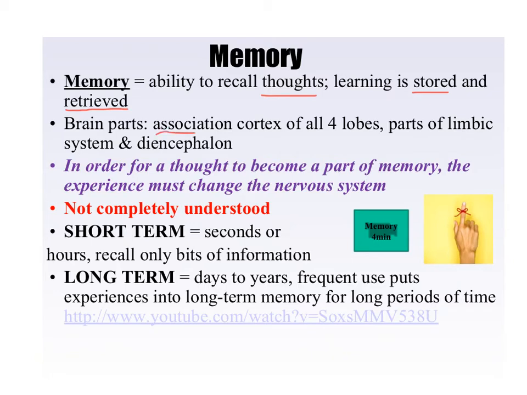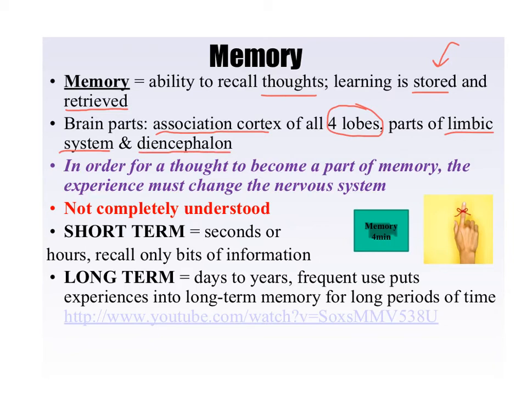Well, the association areas of all four lobes of the brain are involved in memory. Parts of the limbic system, especially the hippocampus, are crucial for storing new memories. So remember, if your hippocampus gets damaged, you remember everything from your past, but you're unable to learn anything new. And also areas of the diencephalon like the thalamus and hypothalamus are also important in storing new memories.